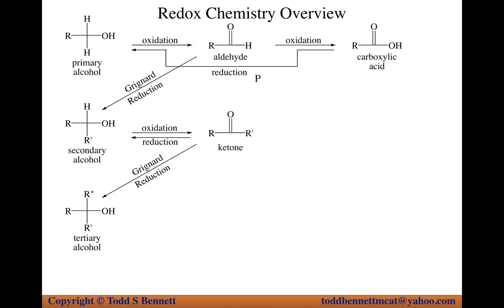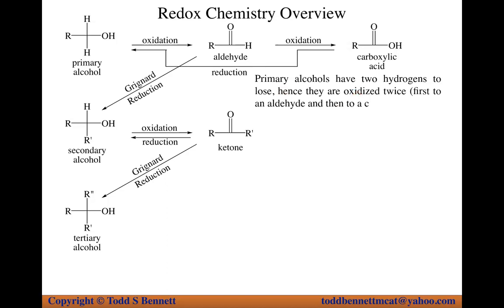So a few things I want to point out. Primary alcohols have 2 H's to lose. So here's one, here's the other. So oxidation involves loss of H and gain of O. So we think about it in that sense. If you lose a bond to H and gain a bond to O, there's 1 H to lose, and that accounts for the process of going from a primary alcohol to an aldehyde.